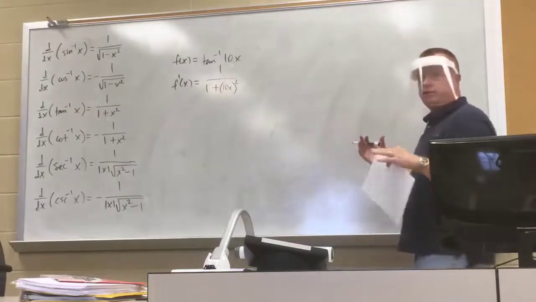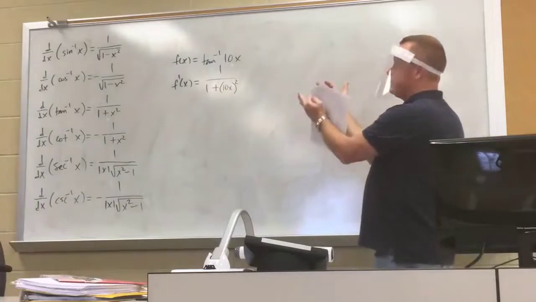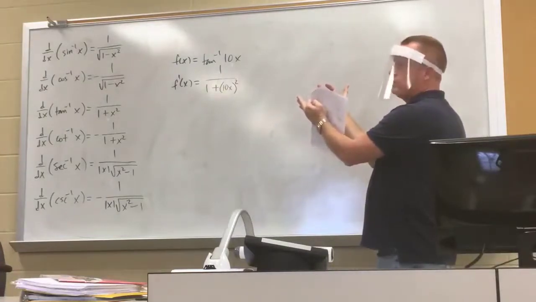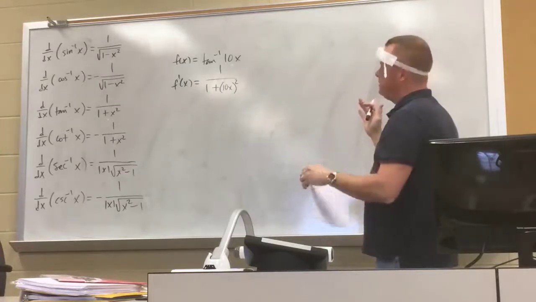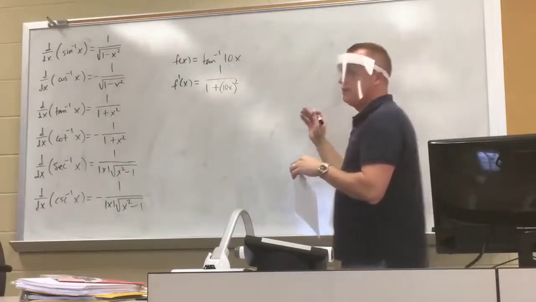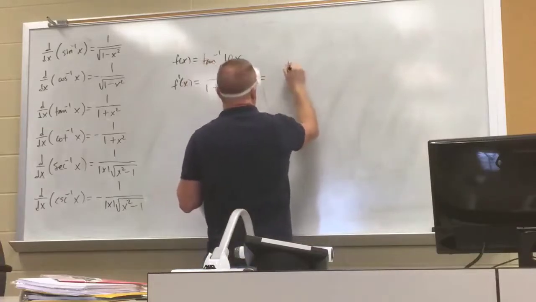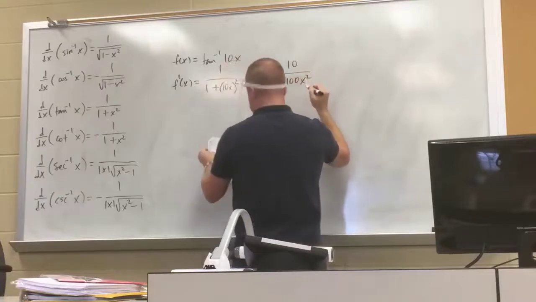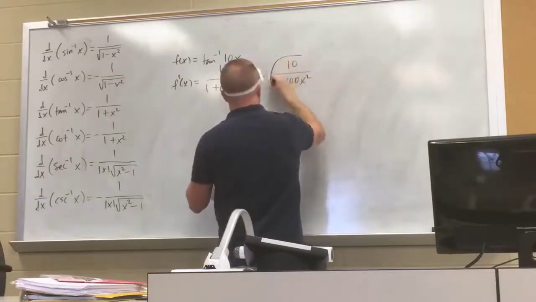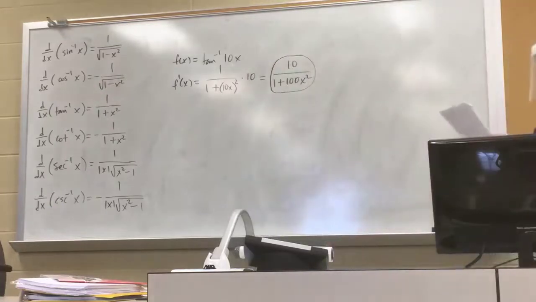Again, always use the chain rule of differentiation. I have inside that inverse tangent function a function of 10x, so I have to multiply by the derivative of 10x. What is the derivative of 10x? 10. So times 10, that is 10 over 1 plus 100x squared, and that is all you can do to that. All right, questions about that?